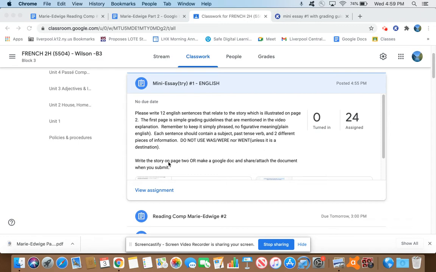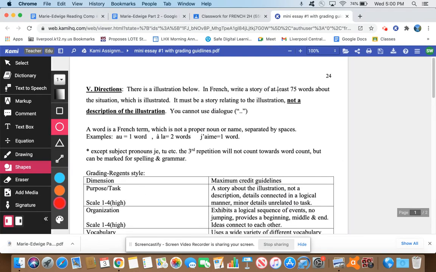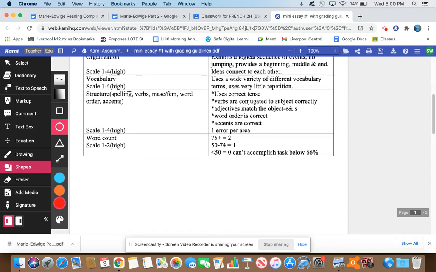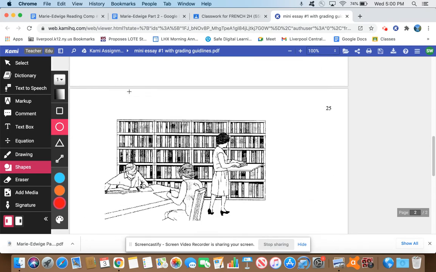Okay? You're going to write the story on page 2, or you can make a Google Doc and then share attached that. It's whatever your preference is. I want you to show me 12 sentences that are a cohesive story that doesn't jump around. So please, if you at the end have to reorder them into a proper order, there you go. Okay? So I'm going to move over to the mini essay real quick. There's an illustration on page 2. I'm going to scroll down real quick. There it is. It looks like a bunch of people in a library.